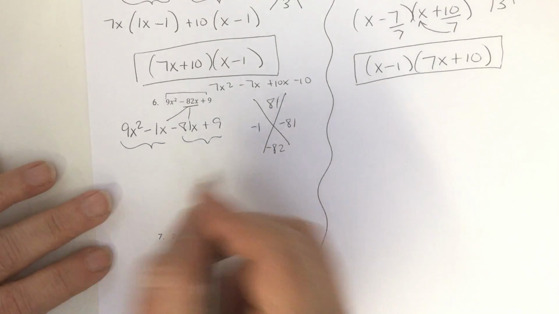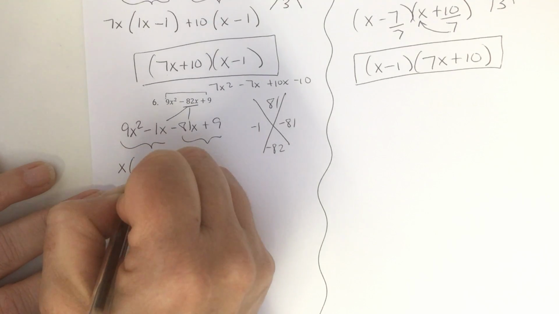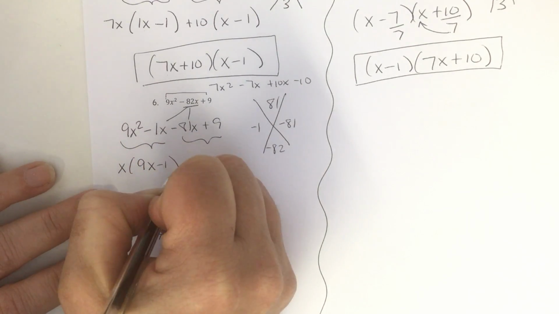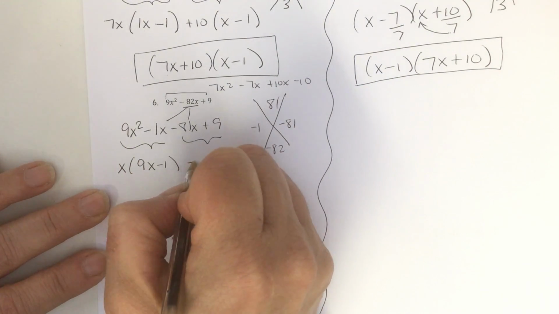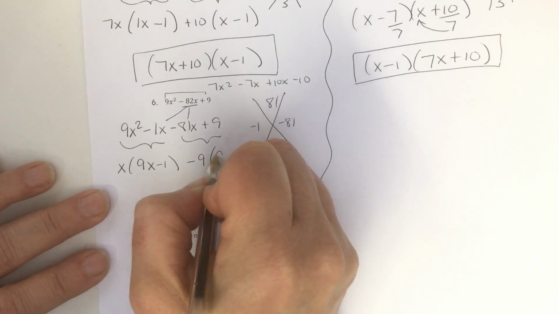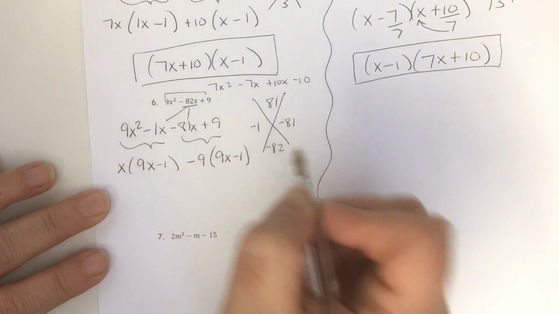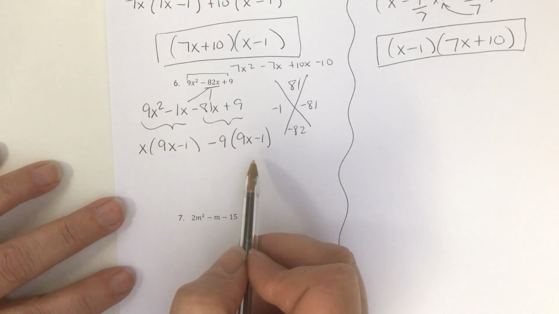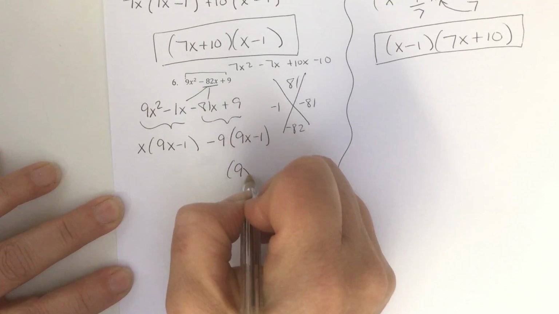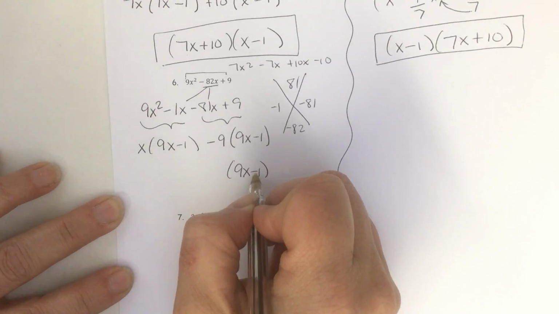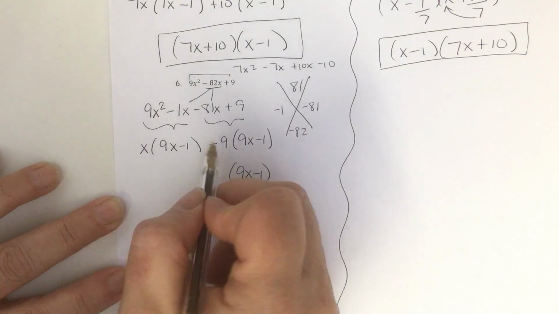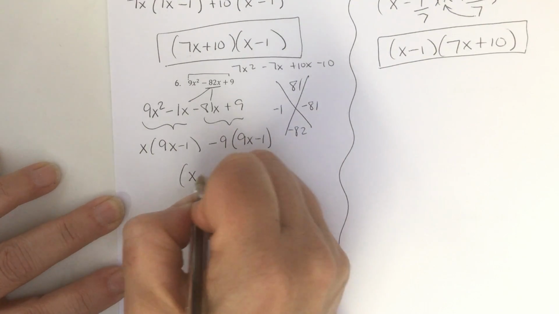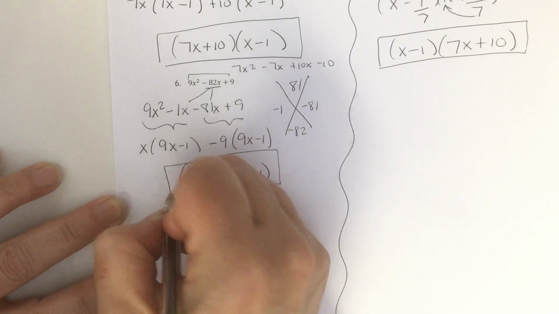Then I do factor by grouping. I can only pull out an x, so that gives me 9x minus 1. I can pull out a 9, so that gives me minus 9. And then I would have 9x minus 1. My parentheses are the same, so 9x minus 1 is my second parentheses, and then x minus 9 is my other one. So that's my answer.